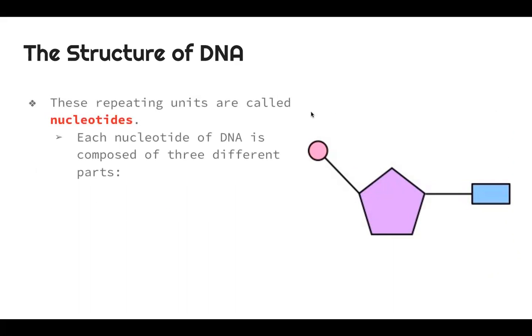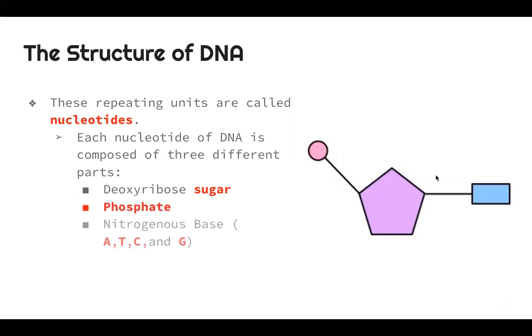So this whole thing, this phosphate, this sugar, and this nitrogenous base is a nucleotide, okay? And each nucleotide of DNA has those 3 things always. The deoxyribose sugar, the phosphate, and the nitrogenous base, which is either adenine, thymine, cytosine, or guanine.